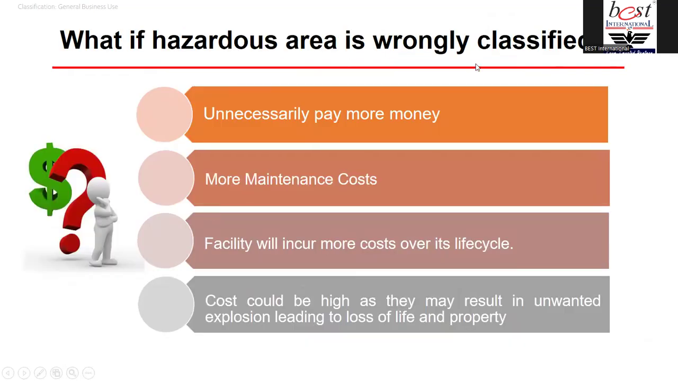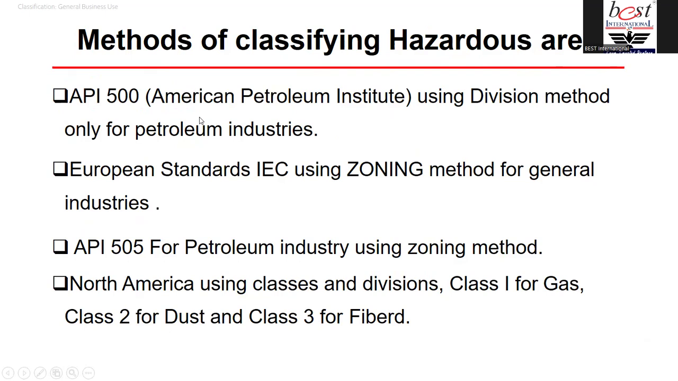So what if a hazardous area is wrongly classified? You unnecessarily pay more money for sure, and have more maintenance costs. The facility will incur more costs over its life cycle. So costs would be high, and it may result in an unwanted explosion leading to loss of life and property. That's why the classification methods are helping us a lot. You are using API 500 or IEC for zoning methods, or API for the petroleum industry zoning method, or North America using classes and divisions: Class 1 for gas, Class 2 for dust, or Class 3 for fiber.